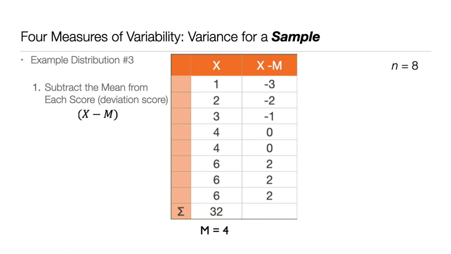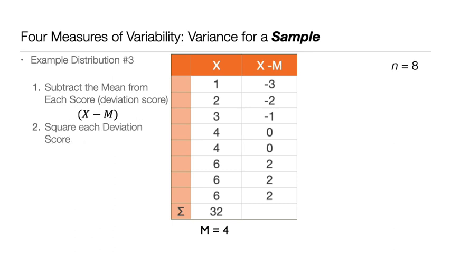We'll calculate those deviation scores. So 1 minus 4 is negative 3, 2 minus 4 is negative 2, 3 minus 4 is negative 1, 4 minus 4 is 0, 6 minus 4 is 2. Again, if we were to add all those together now, that's a good way to check our work so far. And again, those will all add together and equal 0.